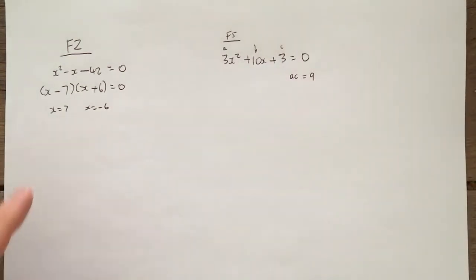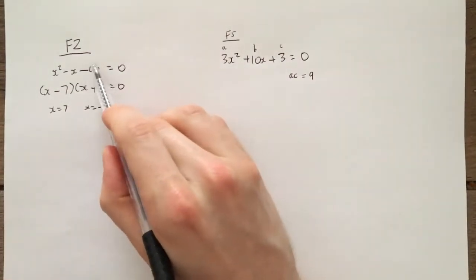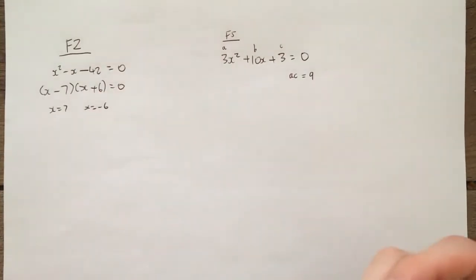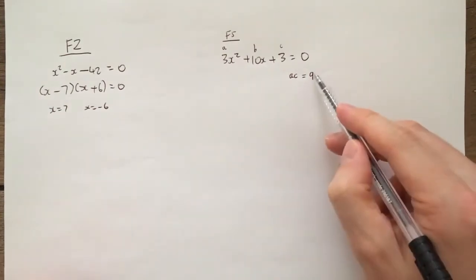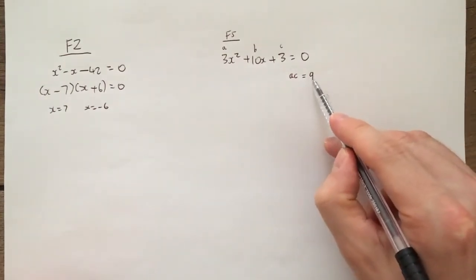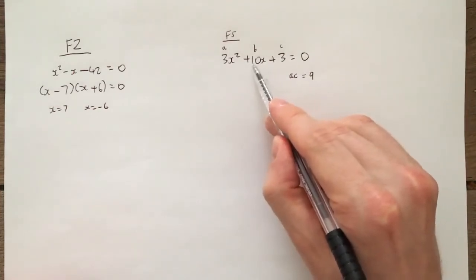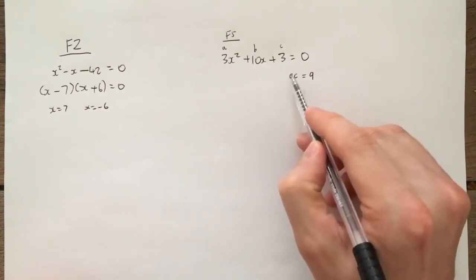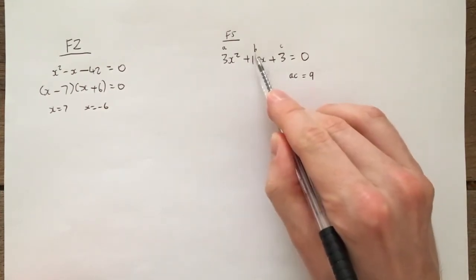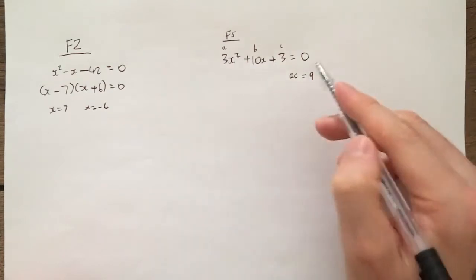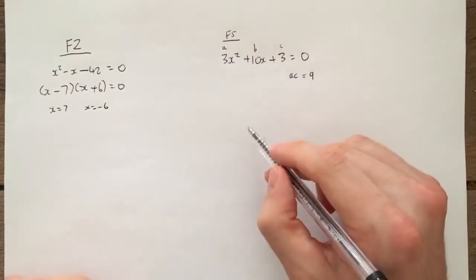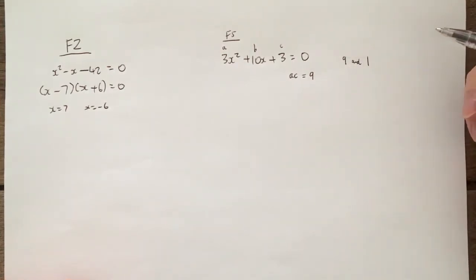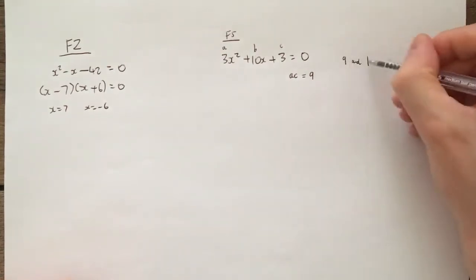Now, do you remember in this example here, we wanted to find two numbers that multiplied to get negative 42 and added to get negative 1? Here, we want to find two numbers that multiply to get 9 and add to get 10. So basically, two numbers that multiply to get whatever our AC is and add to get whatever our B is. So two numbers that multiply to get 9 and add to get 10: 9 and 1, both positive, because 9 times 1 is 9, and 9 plus 1 is 10.